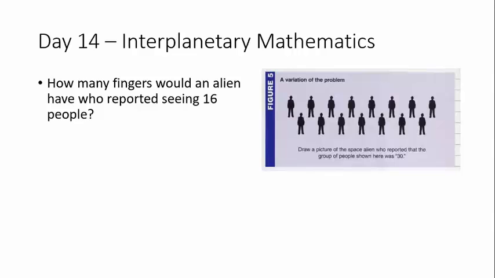Let's take the same diagram. How many fingers would an alien have who reported seeing 16 people? Think about the meaning of the 1 and the 6. What does the 6 mean? It means there's 6 left over. And the 1 means there's 1 full group. So 1 group and 6 left over.